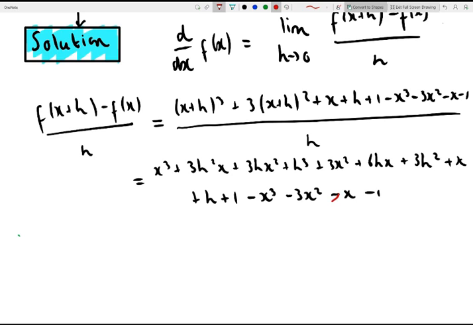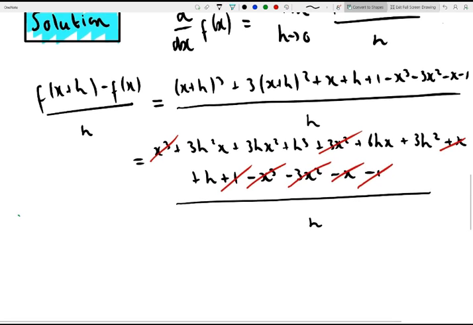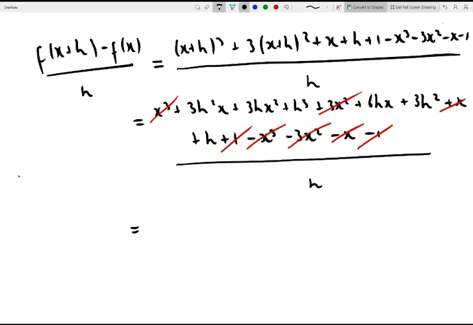And we'll have some cancellation here, so the x's will cancel. We have a 3x squared will cancel. We have x cubes that cancel. We have 1's that cancel. And this is all over h. You'll notice that every term in there now contains an h, so we can divide straight through by it, and we're left with 3hx plus 3x squared plus h squared plus 6x plus 3h squared plus 1.